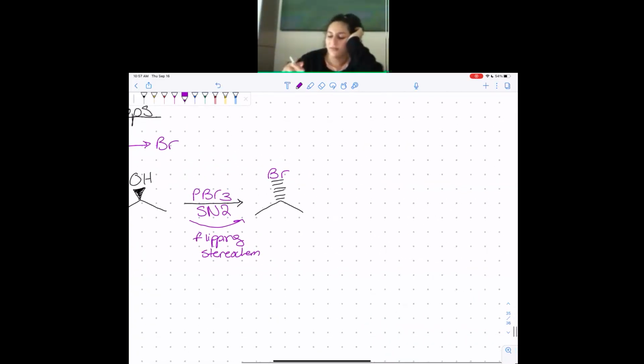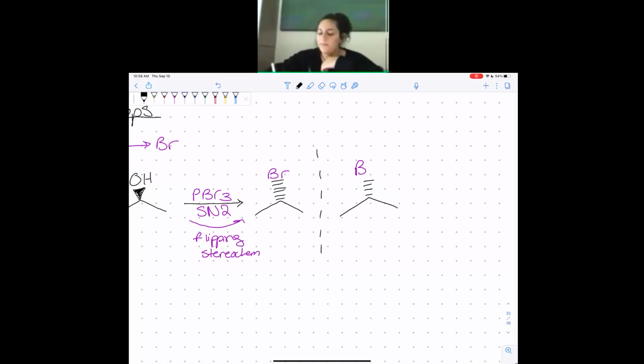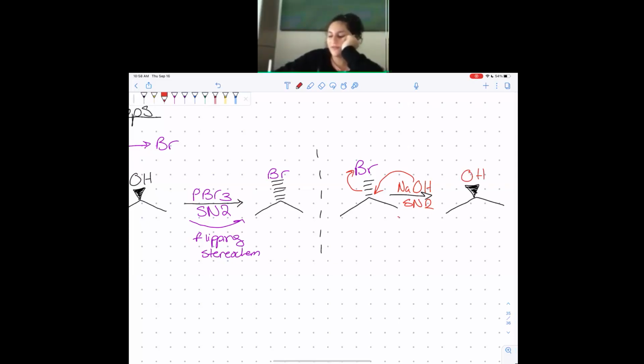If we wanted to bring this back into an alcohol, let's say we wanted to take the Br that we just formed and turn it back into an alcohol. We can definitely use a reaction from Orgo 1, vomit, I know. We could use something like NaOH, and that would also be an SN2 reaction. So this will also flip stereochemistry, and we're going to replace the Br with an alcohol. So we are going to get ROH back. And notice we had to flip stereochem again.